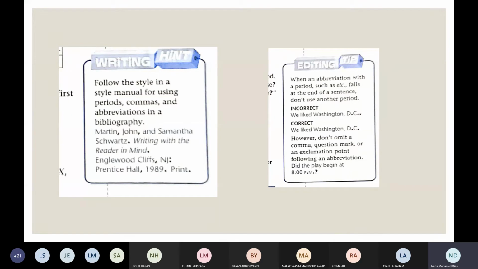No, only use one dot. So I woke up at 8 a.m. A dot M dot and a dot to end the sentence? No, it is only one dot. I only use one dot at the end.